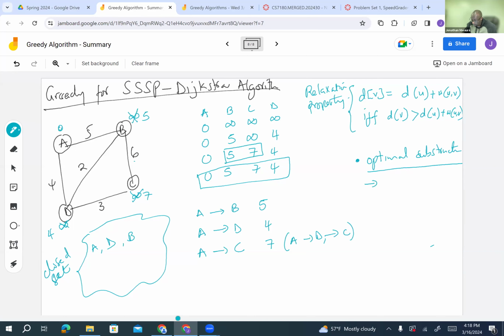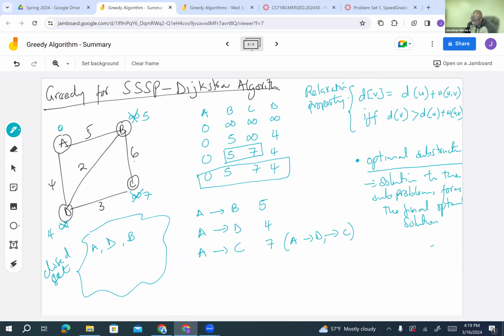And again, here, the optimal substructure means that the local solution to a sub-problem, the solutions to the sub-problems, form the final optimal solution.